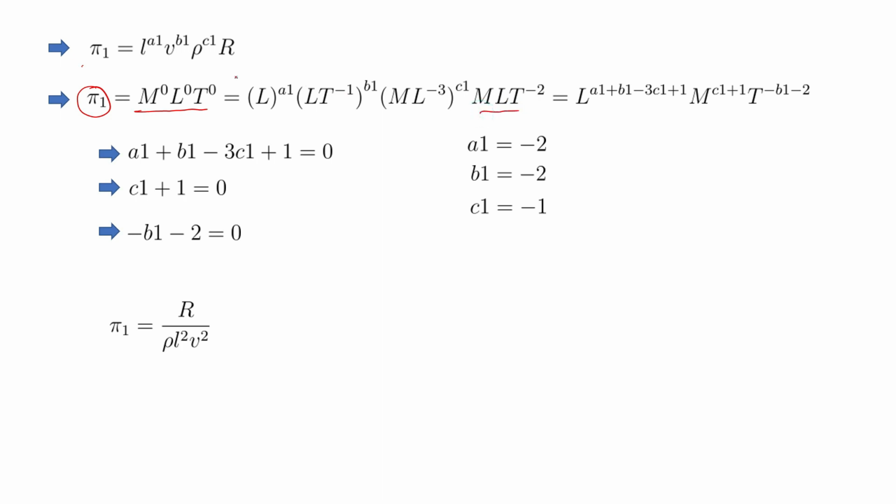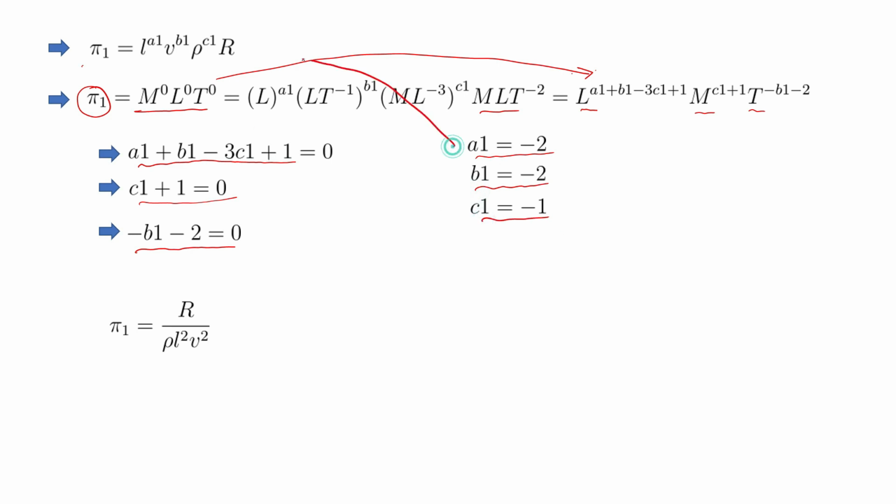These are the dimensions of R and all these variables. So if you combine this, if you add this, you can get that it is L raised to A1 plus B1 minus 3C1 plus 1 into M raised to C1 plus 1 T raised to minus B1 minus 2. And if you equate these two, you can get that A1 plus B1 minus 3C1 plus 1 is equal to 0, C1 plus 1 is equal to 0, minus B1 minus 2 is equal to 0. So that means A1 is equal to minus 2, B1 is equal to minus 2, and C1 is equal to minus 1.